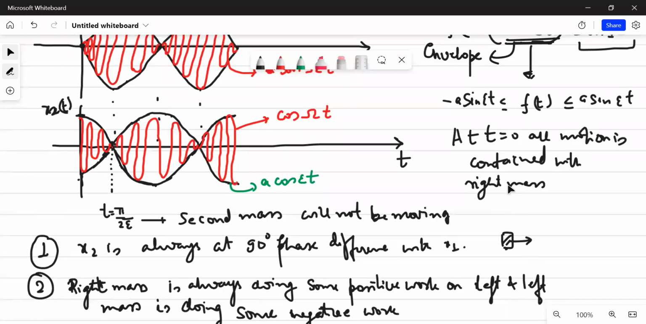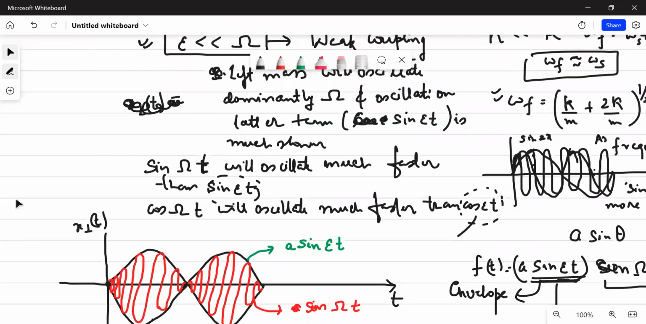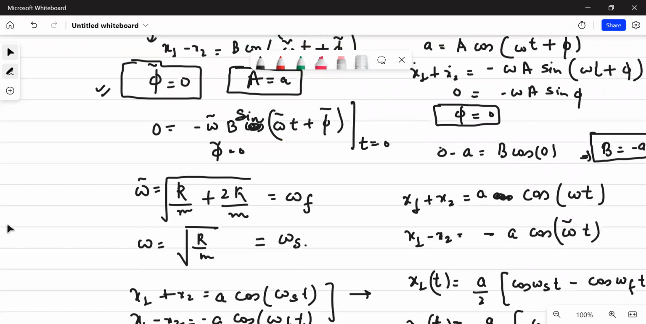Okay, so we were discussing weakly coupled oscillators, and I think we've come to the end of that, and a few more things need to be seen. One, you can see that your x2 is always at a 90-degree phase difference with x1. This is quite clear from the graph. Secondly, one needs to see that your right mass is almost giving a driving force to the left mass.